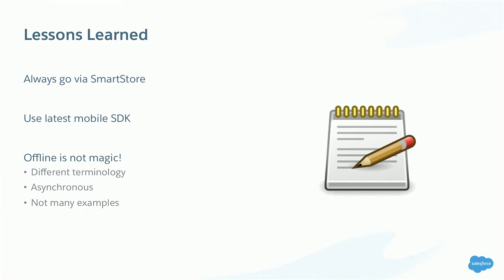And the final lesson learned is offline is not magic. It can feel like it's a bit of magic, because you do feel like you've really accomplished something when you're able to write to the local store and pull it back again when you've turned your device offline. But it isn't magic. There's some different terminology. So you read about soups and stores and things like that, and it's not obvious what those are if you haven't done it before. The main challenge is around the asynchronicity, orchestrating so many asynchronous calls.